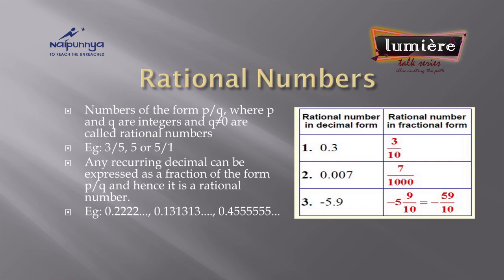Rational number given in the decimal form. First one is 0.3. It is a rational number because it can be written in the form 3 by 10. Similarly, 0.0007 can be written in the form 7 by 1000, as well as minus 5.9 can be written in the form minus 59 by 10. Hence, these all come under the category of rational numbers.